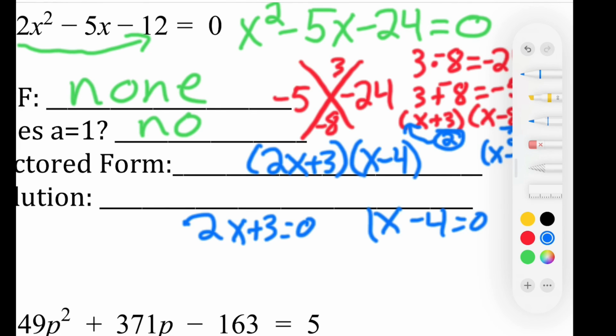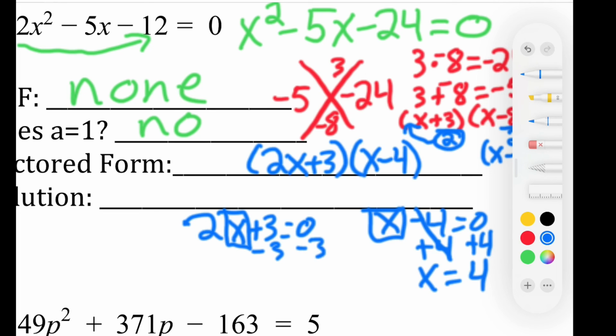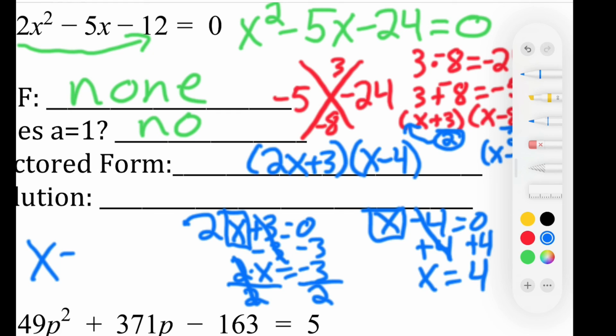So the second one's pretty easy. You're getting x by itself, plus 4 on both sides, x equals 4. On the first parentheses, or the first factor, getting x by itself, opposite of PEMDAS, so subtract 3, 2x equals negative 3. X is still not by itself. There's multiplication in between, so I got to divide by 2. So my x's equal negative 3 over 2 and positive 4. So that is what's going to go under my solutions.